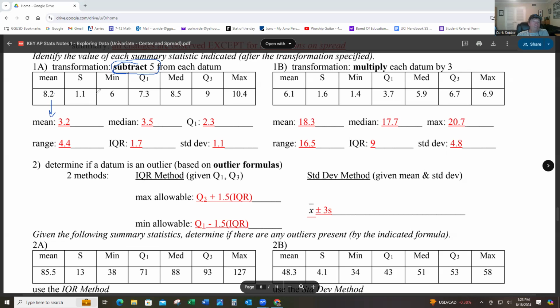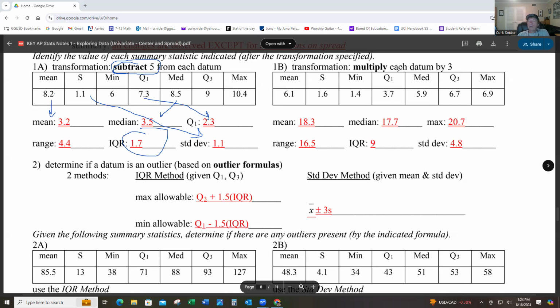The standard deviation would remain the same because all you did, look at my hands, is subtract 5. You just moved the data this way. You didn't change how much it spread out. The minimum would go down 5. That's not even asked on here, but the median would go down from 8.5 to 3.5. Q1 would go down from 7.3 to 2.3. The IQR, however, would stay the same because, again, the data is moving down 5, so it doesn't spread out anymore. So the IQR, which is a measure of spread, stays the same, and the standard deviation also stays the same.